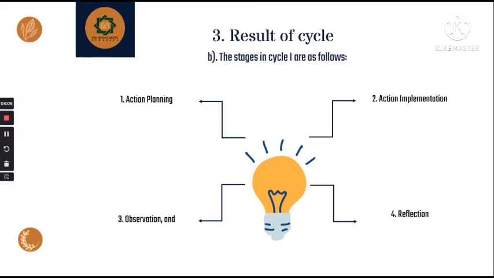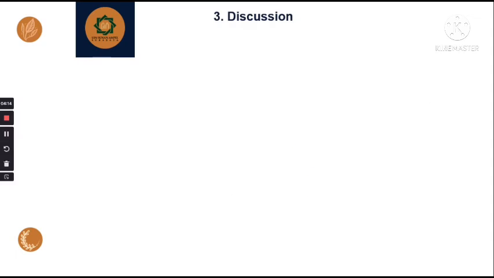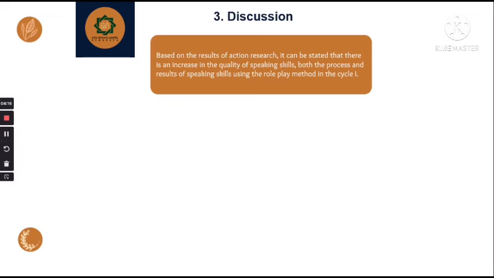The success of the speaking learning process in the first cycle can be seen from the following indicators: interest, activity, cooperation, and seriousness. And for discussion, based on the results of action research, it can be stated that there is an increase in the quality of speaking skill, both the process and result of speaking skill using the role play method in cycle one.